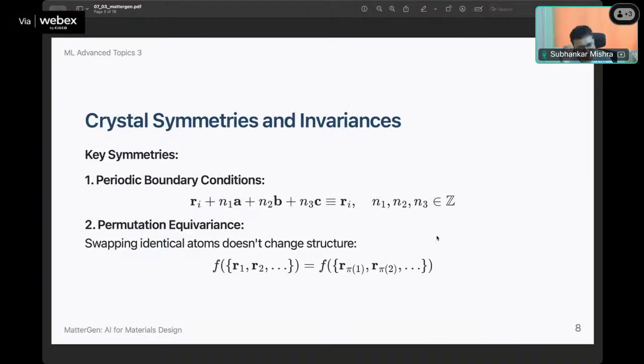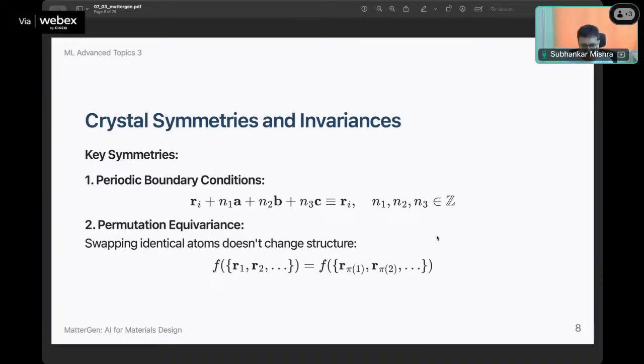We have to respect some of the properties that come from crystal structure. First, we have to respect the symmetries. First, periodic boundary conditions. An atom at position x is the same as one at x plus a lattice vector, right? So if you're moving from one lattice to another, if the atom is at the same position plus one lattice distance, it will become the same atom again.